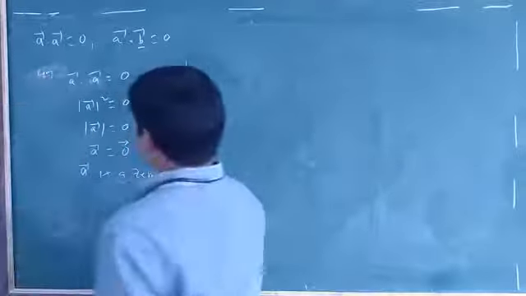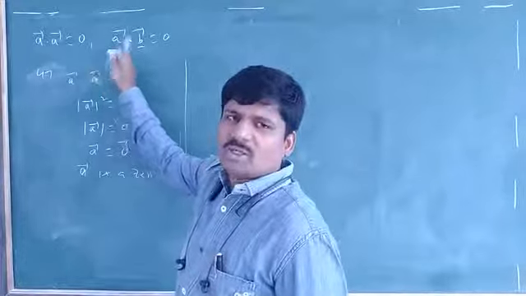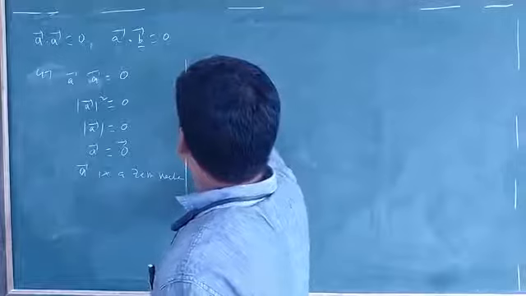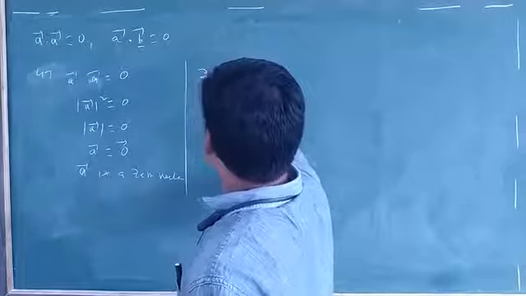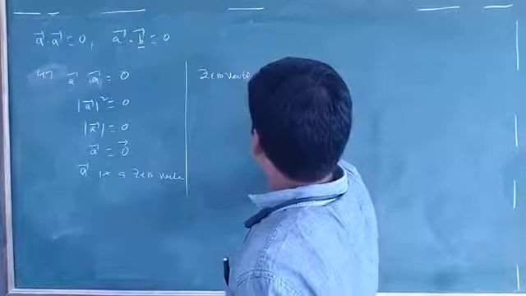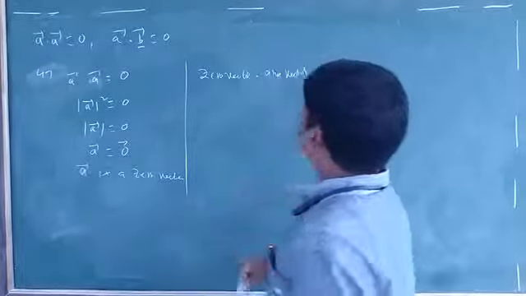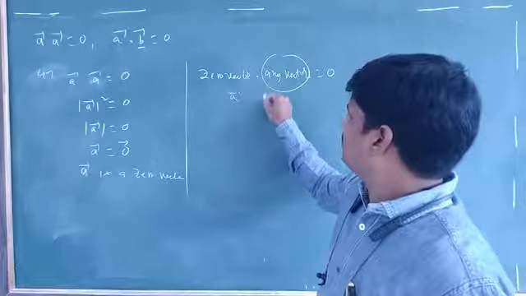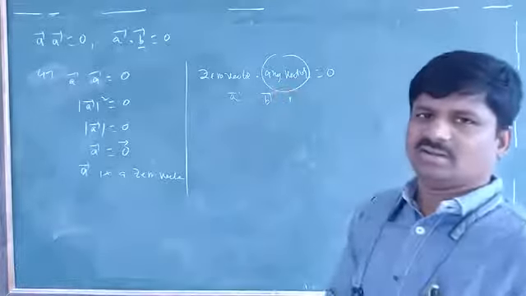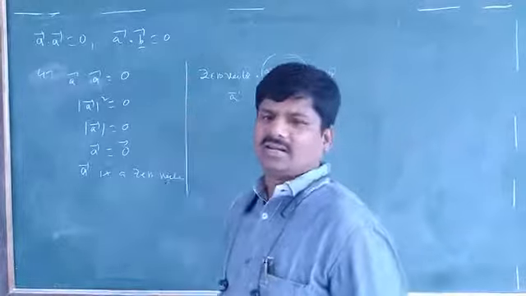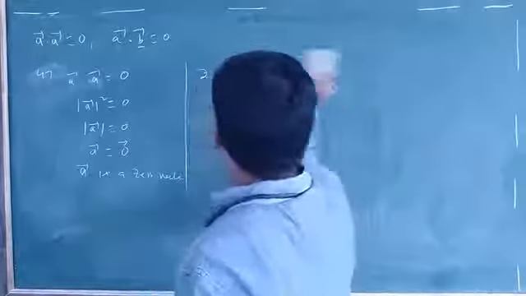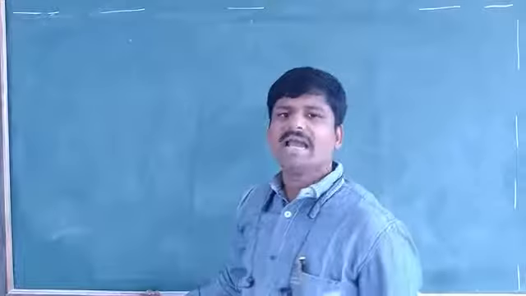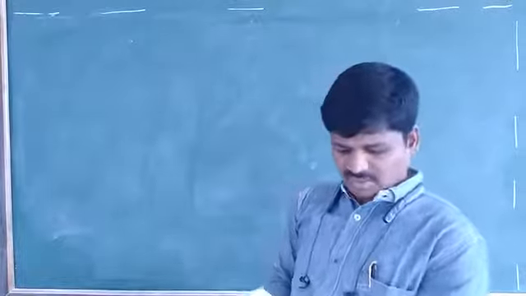So 0 vector dot any vector is equal to 0, you will get. So here any vector means here, a bar dot b bar equal to 0. B bar is any vector, so you can take b bar as any vector. What we asked, what you concluded about b vector: b is any vector. Remember that.